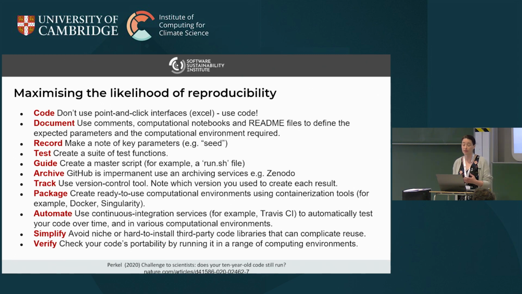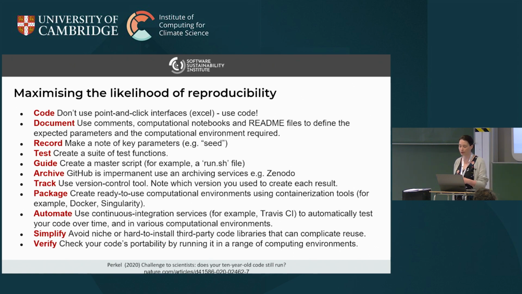Guide: write a master script, so for example, a run file. Again, that's something I've learned to do from research software engineers. Archive it. So this is what I was saying. GitHub isn't permanent in the way you would like it to be. So use an archiving service like Zenodo. That gives you a DOI and it gives you permanence and citability.